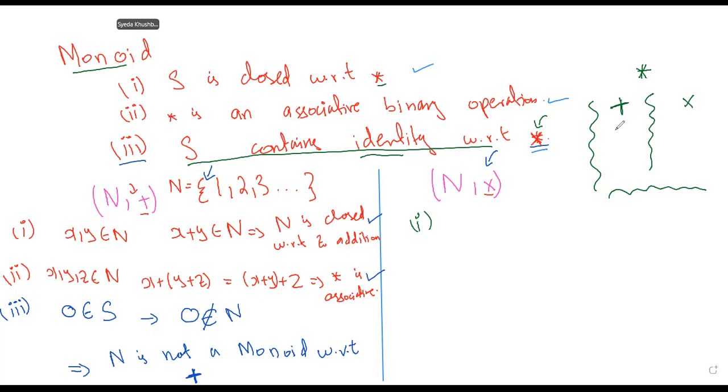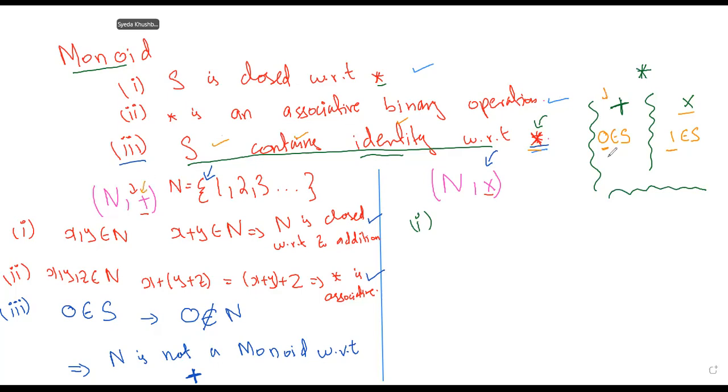So in addition, the set would have identity if 0 belongs to that set. And in multiplication, the set would have identity if 1 belongs to the set, because the additive identity is 0 and the multiplicative identity is 1. Okay, so if we want to check if set S contains identity with respect to star, we have to see what star is. In our case, star was addition.